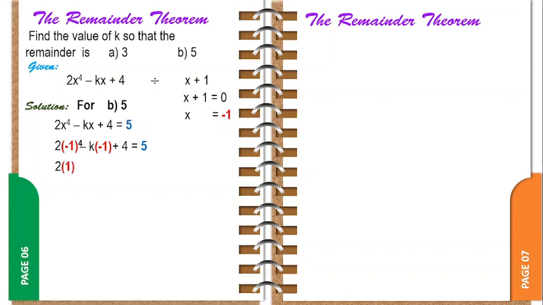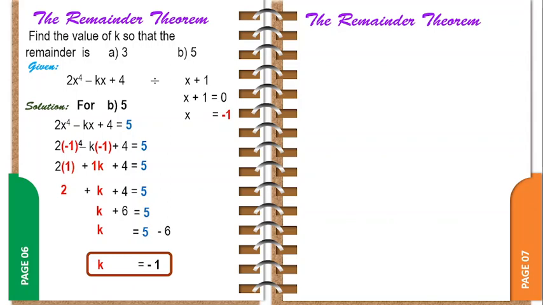Simplifying, we have 2 times the quantity of 1 minus, negative k times negative 1 is positive 1k. Bring down positive 4 and 5. 2 times 1 is 2. Bring down 1 times k is k. So, plus 4 equals 5. Bring down k. 2 plus 4 is 6 equals 5. Using addition property of equality, k is equal to 5 minus 6. 5 minus 6 is negative 1. This is the value of k.